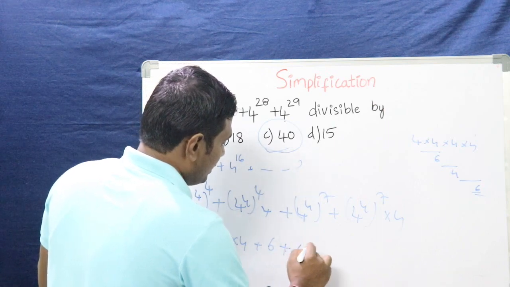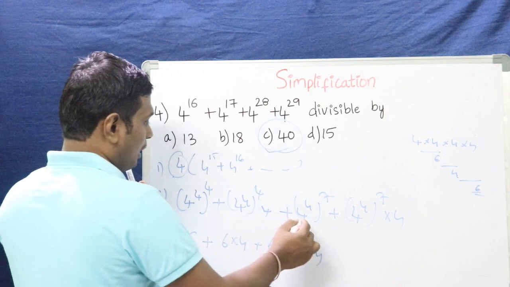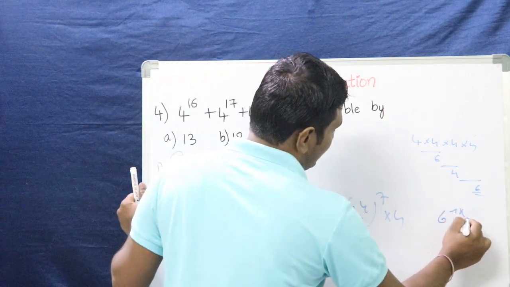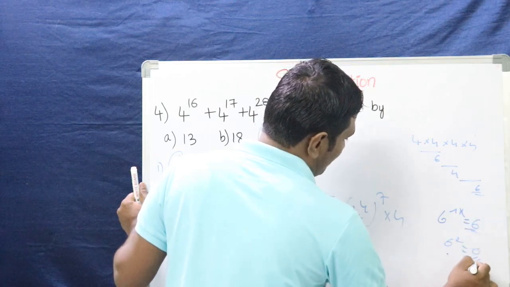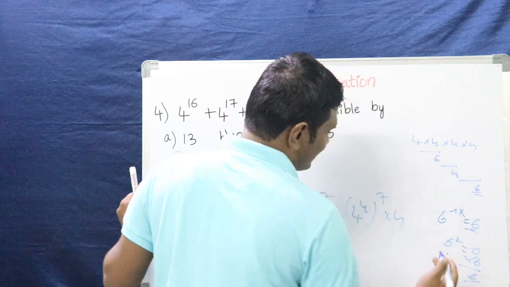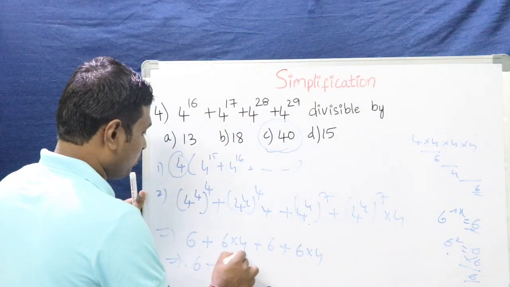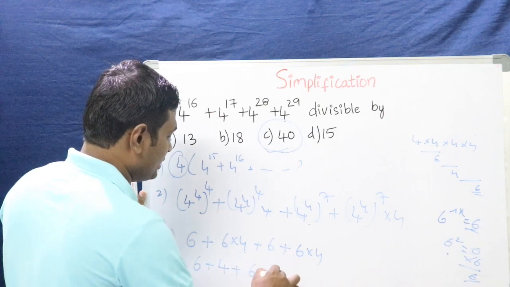6 into 4. Why am I doing the 6 here or 6 here? We know, right? 6 to the power of anything should be equal to 6. 6 square is 6, and again if we multiply with 6 again we will get 6 as the unit digit. So very simplified. 6 into 4 is 24, unit digit is 4.